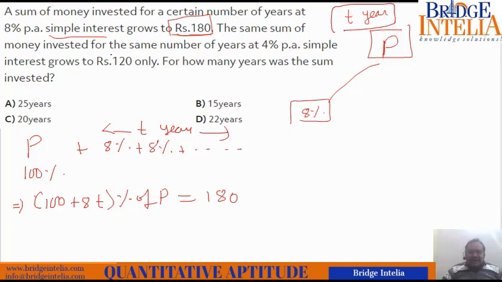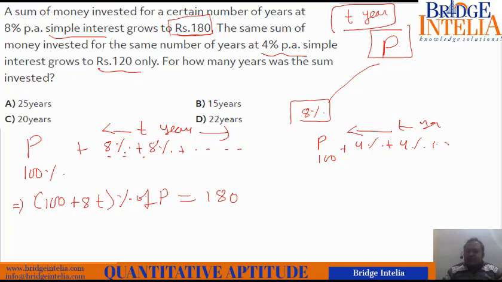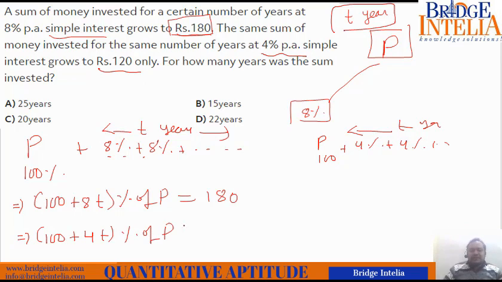Similarly, it is said that had the money been invested at 4% simple interest for the same time, that means instead of 8%, if the bank was giving you only 4% per year and the time was the same, T years, then you would have got back only rupees 120. So from here you can say that 100 plus 4T% of P is equal to 120. So we have to find for how many years the sum was invested. We have to find the value of T.